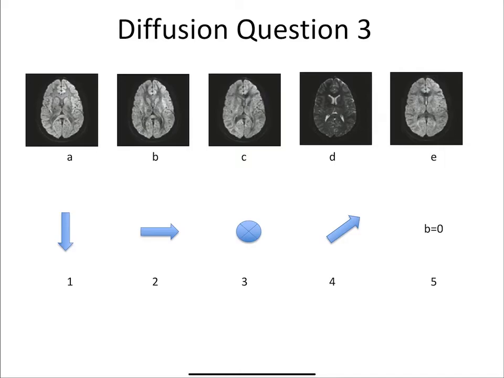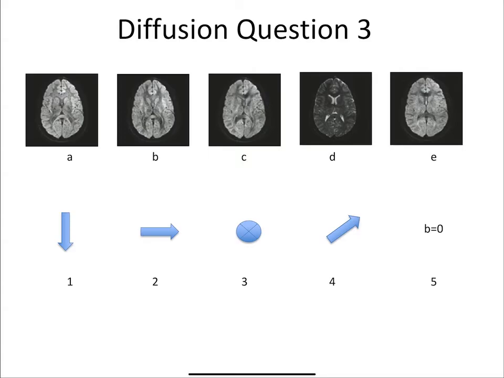Also, although we didn't talk about it today, we did talk about it maybe on Monday or on the first lecture, CSF has the longest T2. Okay, so these are typically the b equals 0 image. The way you can identify it is it always has really bright CSF.